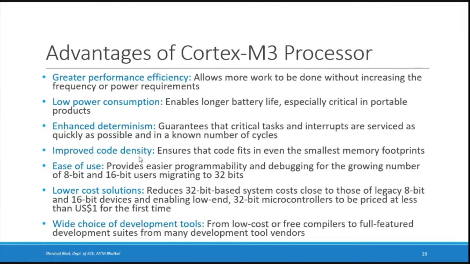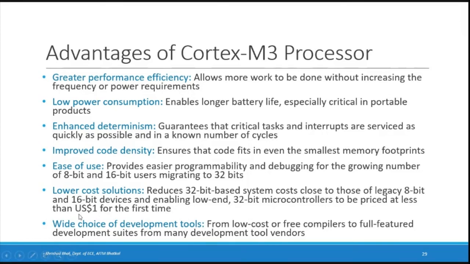Then improved code density. Since it mixes 16-bit and 32-bit instructions, it ensures that code fits in even the smallest memory footprints. Then ease of use. It provides easier programmability and debugging features for a growing number of 8-bit and 16-bit users migrating to 32 bits. Earlier, they were using only 8-bit and 16-bit. Now, since you are migrating, it's not so difficult to use. It's easy to use. Then lower cost solutions. It reduces 32-bit based system costs close to those of legacy 8-bit and 16-bit devices. That means the cost is about the same as the 8-bit and 16-bit devices.